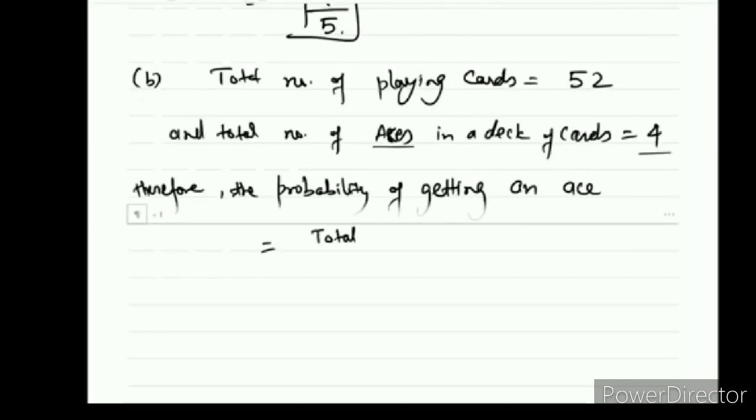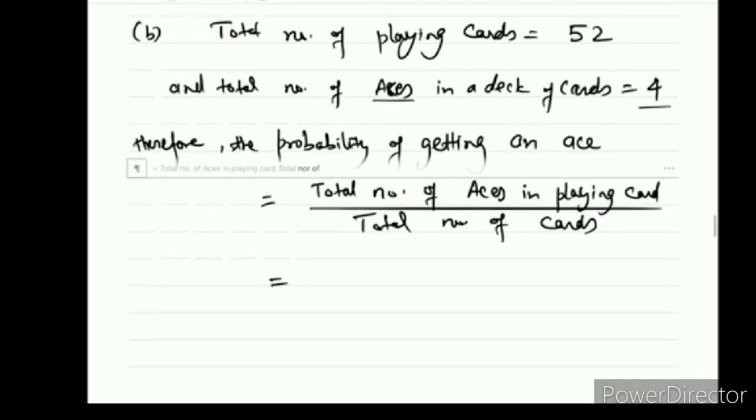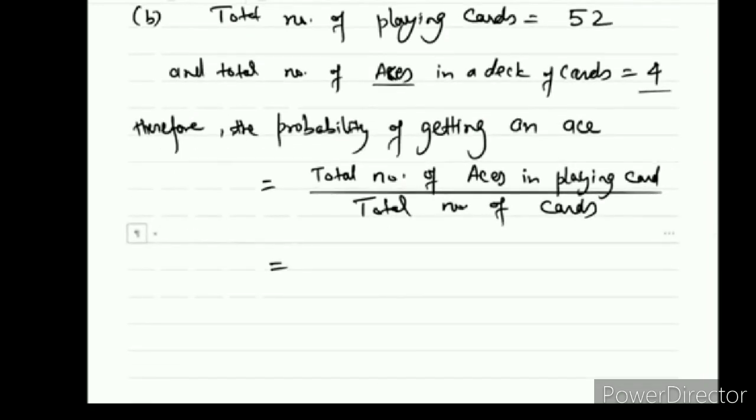Therefore, the probability of getting an ace is equal to total number of aces in playing cards divided by total number of playing cards, that is equal to 4 by 52. If we simplify, we will get 1 by 13.